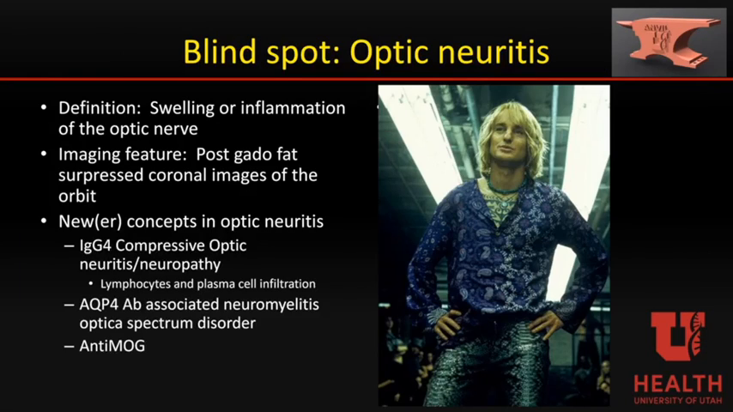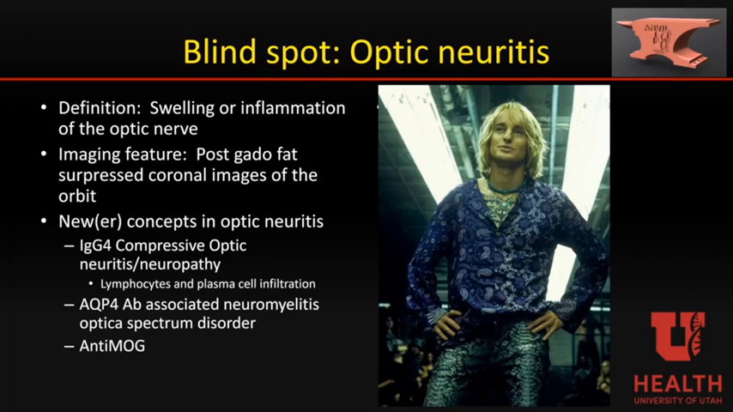So continuing, optic neuritis and inflammation is another blind spot, and some of the newer concepts to consider are aquaporin-4 antibody-related neuromyelitis optica spectrum disorder, or anti-MOG. But remember, you can still have compressive optic neuritis or neuropathy.